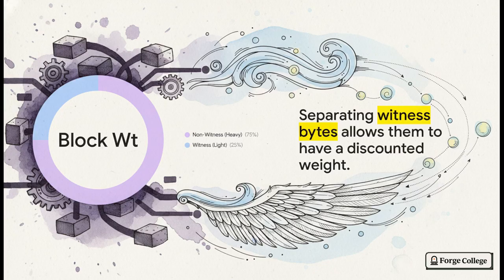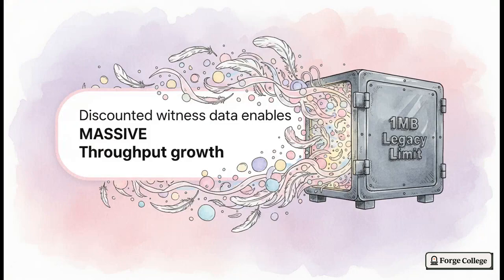It's essentially like dealing with a bouncer at an exclusive club with a strict maximum capacity. The developers tricked the legacy system by telling that 1 megabyte bouncer that the signature data is lightweight, so the bouncer happily lets way more data through the door without technically violating the old fire code limits. But you might be wondering, why give witness bytes a discount in the first place? It's not just some blind loophole.